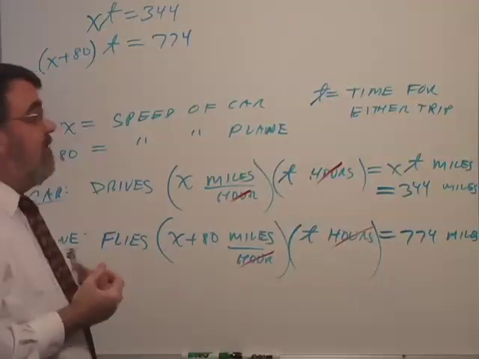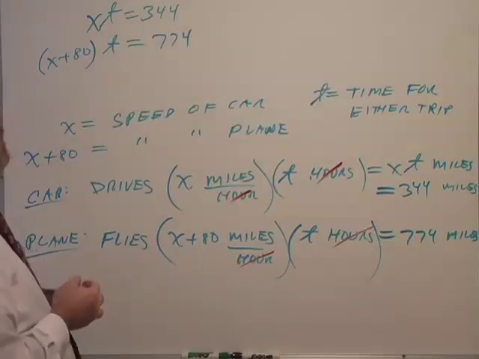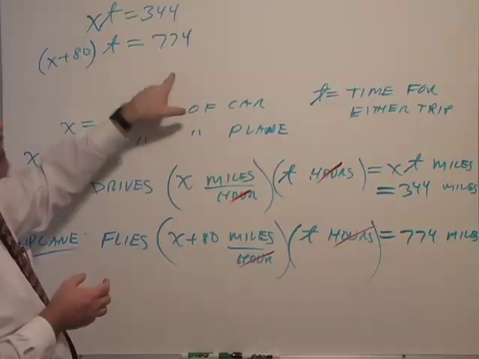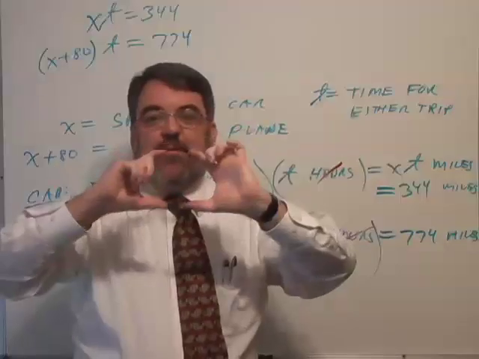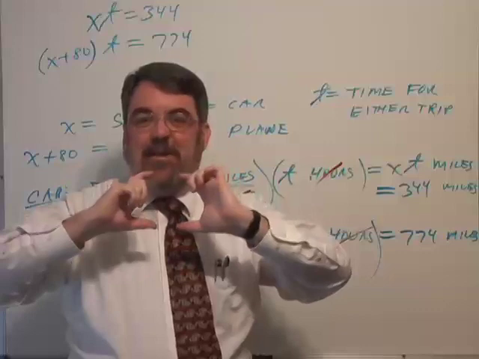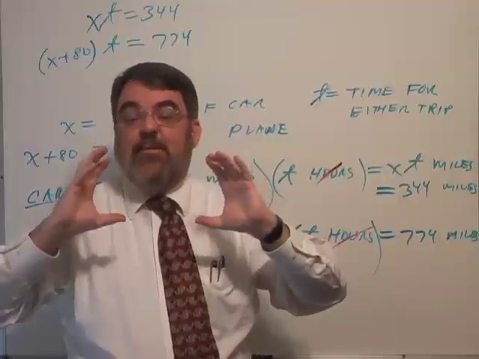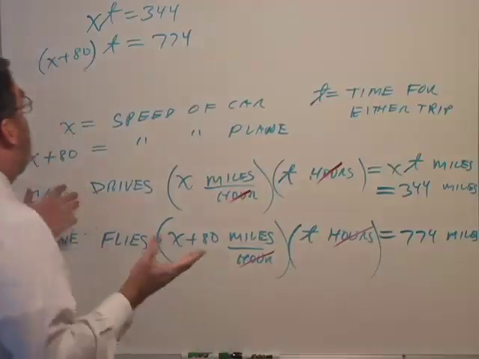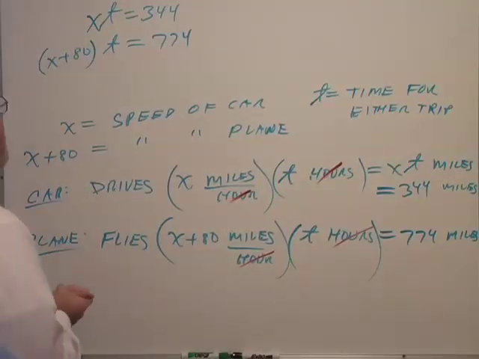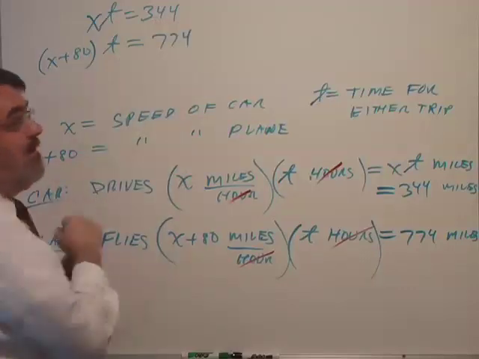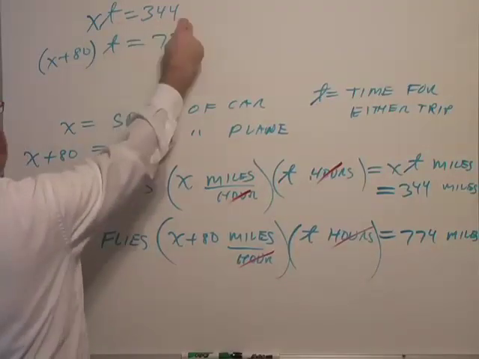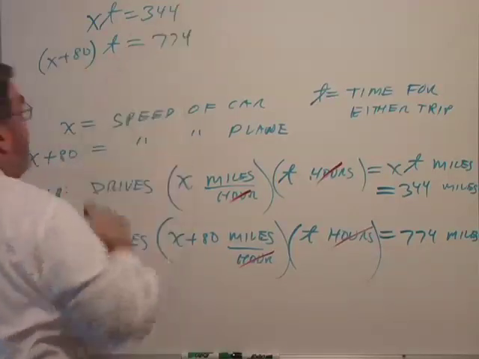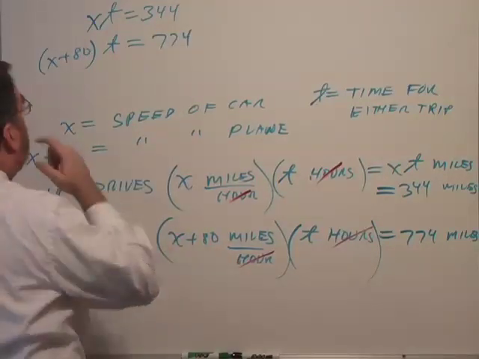I could do that here. If I solve for t, t would be 344 over x, and t would be 774 over x plus 80. I could set those equal to each other. That would eliminate the t's, and then I'd have an equation with just x's in it. That would work great. There's other ways to think through this. We could actually divide equations, which is kind of weird, but if I divide these equations, the t will cancel off. So I'll get a fraction equal to a fraction, and we could go from there.